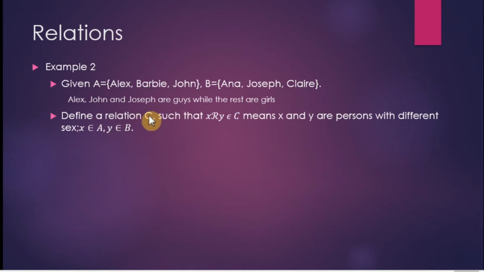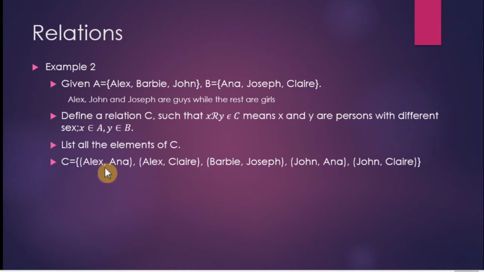Since a relation is just a set, we can name it with a capital letter. We define the relation C as the set of all ordered pairs (X, Y) such that X is related to Y if X and Y are of different sex. Of course, it's given here that Alex, John, and Joseph are guys, while the rest are girls. This is the definition of our set: 2 people, that's an ordered pair, is an element of our relation if they have different sex.